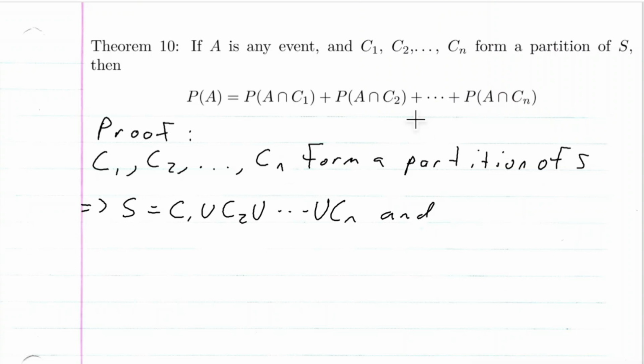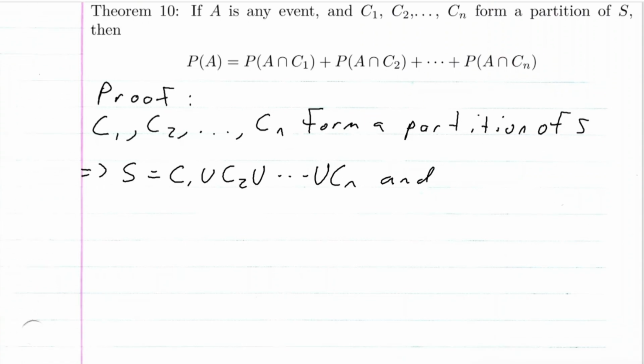And all of these pairs within this family of sets, right, their intersections are empty. So the way we can write that, let me go ahead and scoot down a little bit. The way we can write that is C sub I intersection C sub J equals the empty set, right, for all I not equal to J.